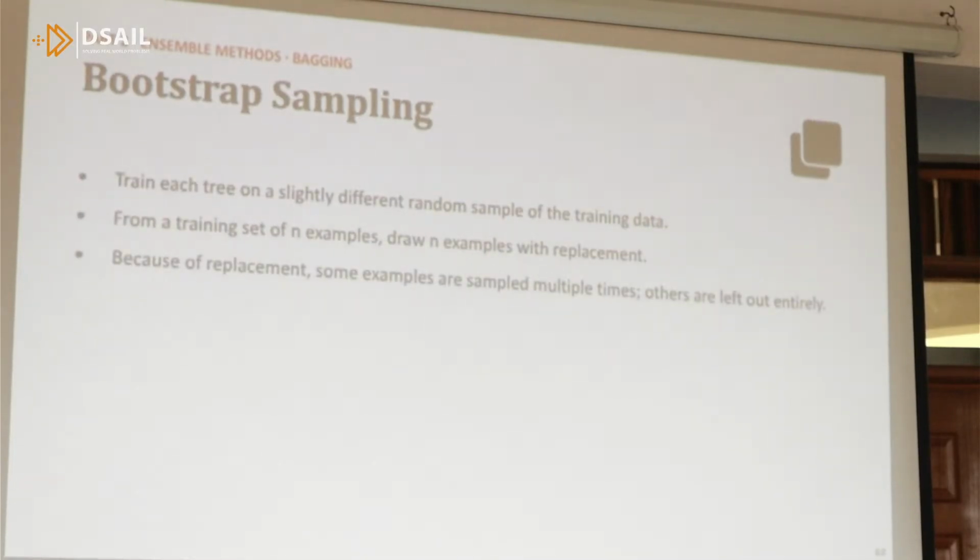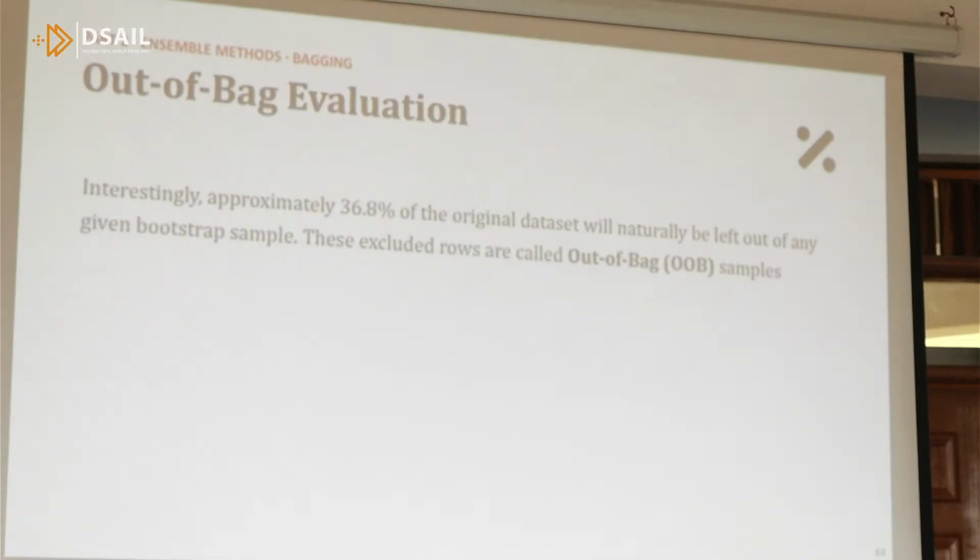Now, something interesting with bootstrap sampling, and by the way, this was interesting when I discovered it. I don't know if it's correct or not, but I think this is where boosting comes from. Either boosting or bagging, I'm not sure. Ideally, when you draw n samples from n with replacement, the mathematical average approximates that 36.8% of the original data set will be naturally left out.